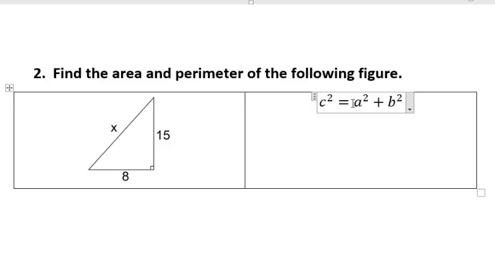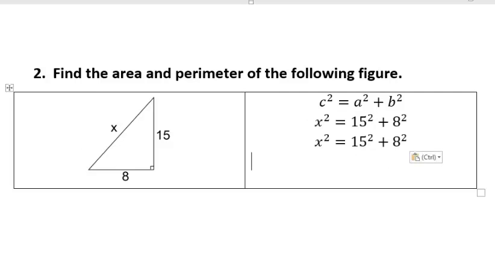That's basically the Pythagorean theorem. So what I have to do is substitute each one of these pieces of information. Instead of c, I'm going to put the hypotenuse, which is x in this case. Instead of a, I'm going to put the height, which is 15. And instead of b, I'm going to put the base, which is in this case 8. So I just need to find the answer for 15 squared plus 8 squared, which will be 289. 15 squared plus 8 squared is 289.